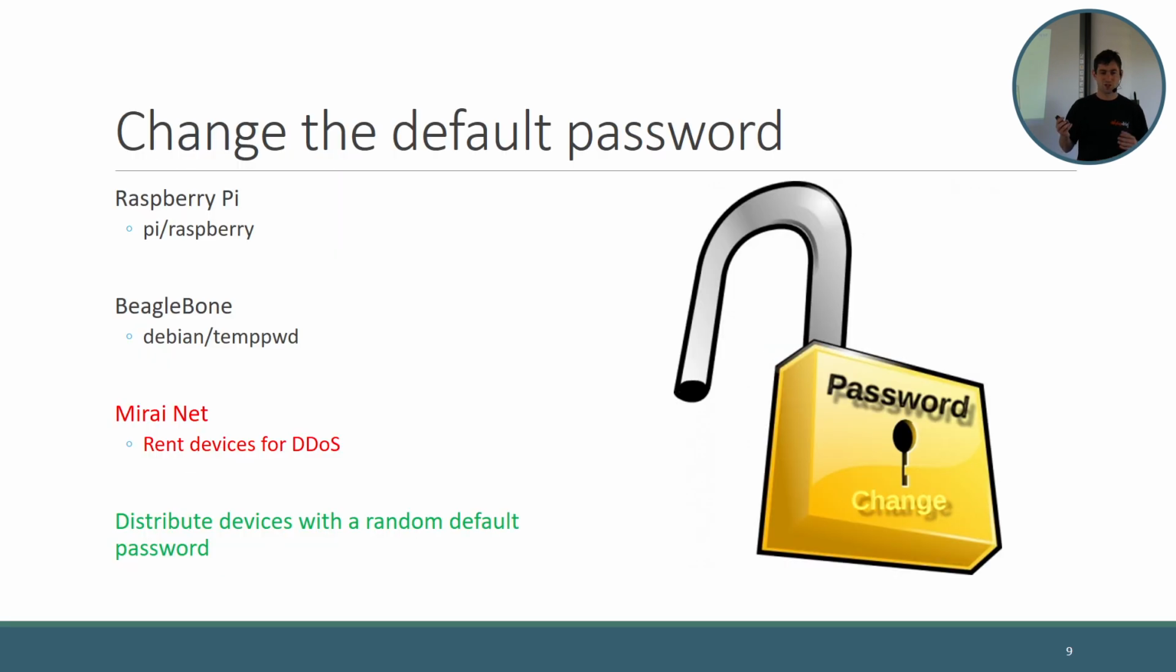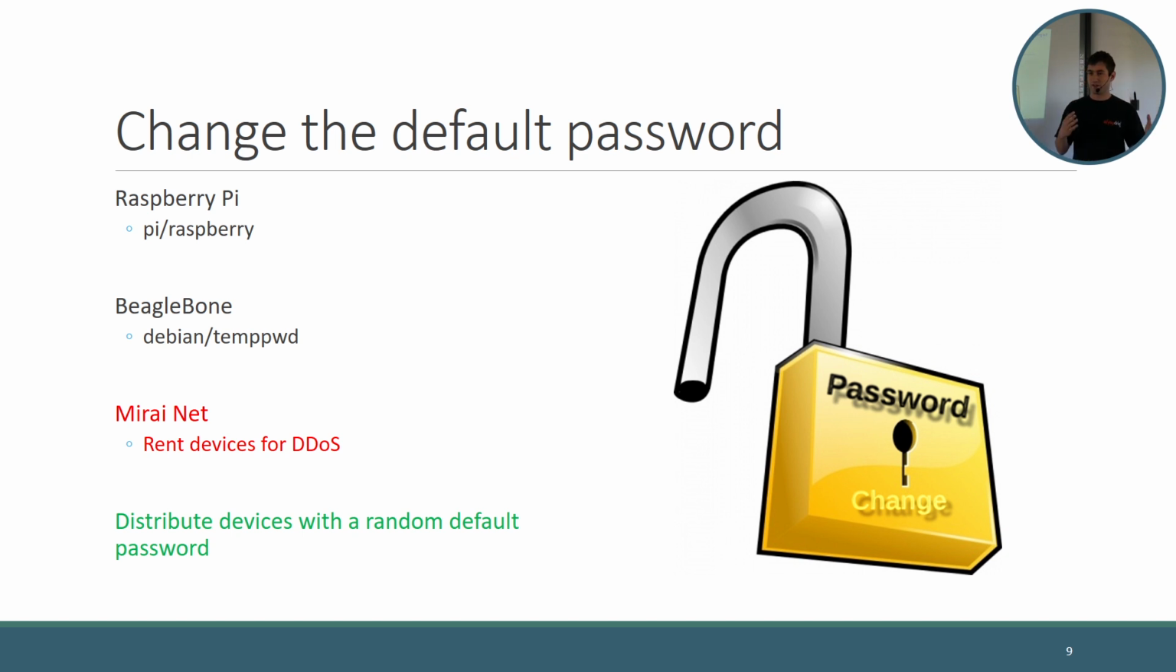First of all, change the default password. Like for the Raspberry Pi, if you have a device with a Raspberry Pi and take the image of the Raspberry Pi, it's Pi and Raspberry. If you don't change this, anybody can break into it. For the BeagleBone, it's Debian and Temp PWD. I can show you several devices that are commercially sold, which never cared to change this data.